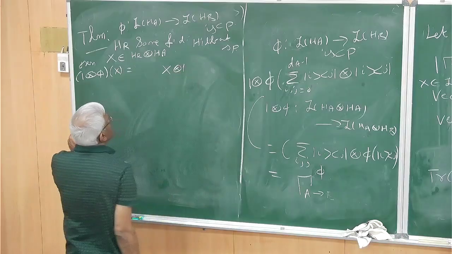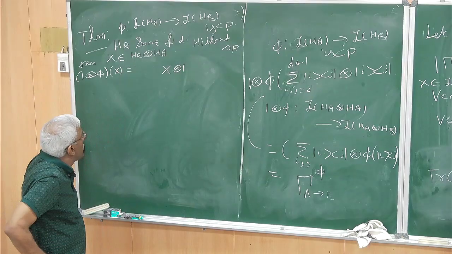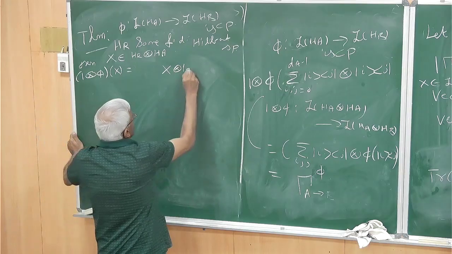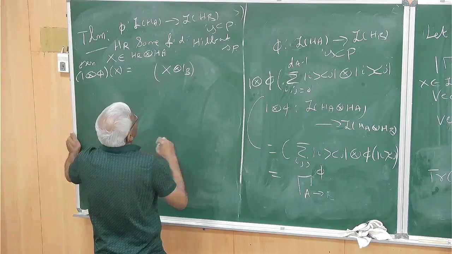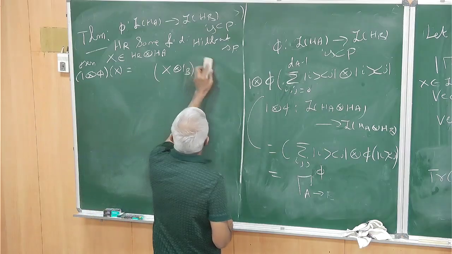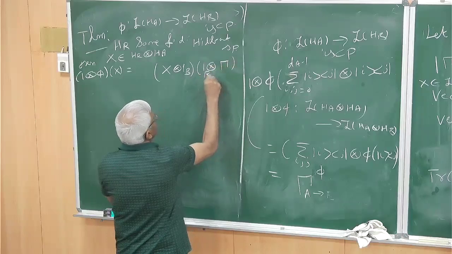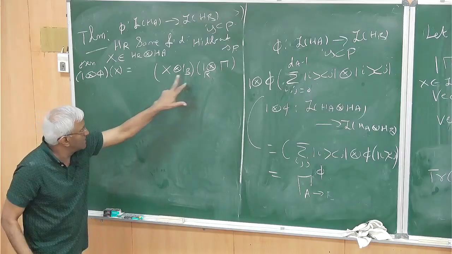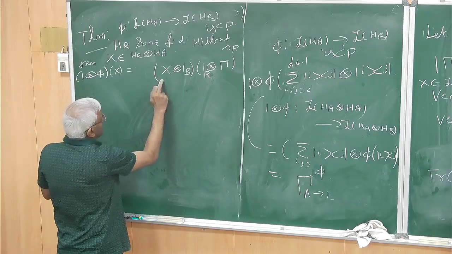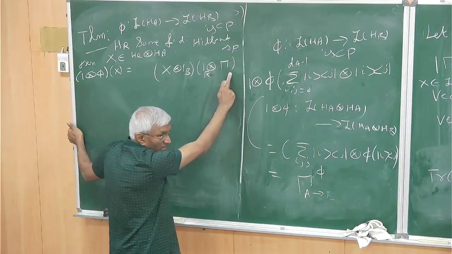Tensor 1 on B. Okay. Then you have this gamma, which is 1 tensor gamma. This is 1 on R. You can see that in the middle there is this A somewhere. This is HR tensor HA tensor HB. Okay, this is how it will look.